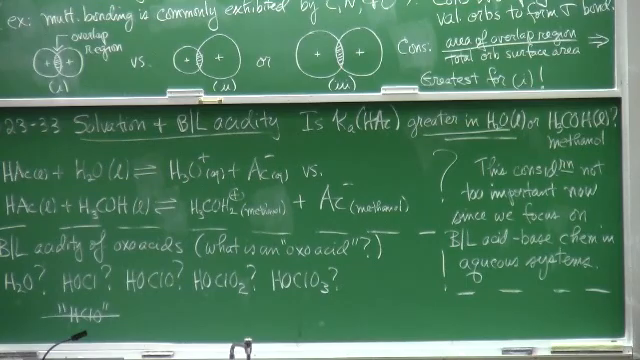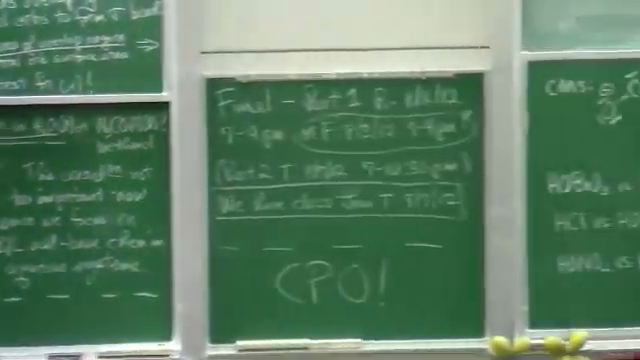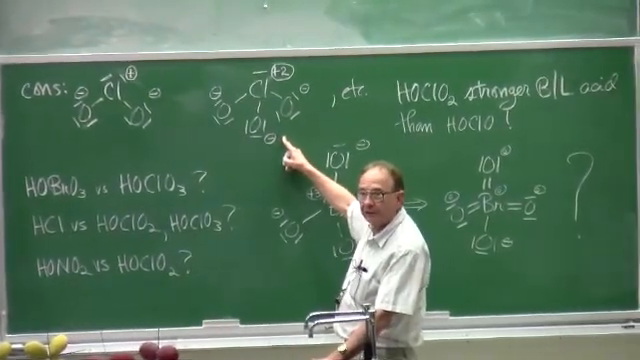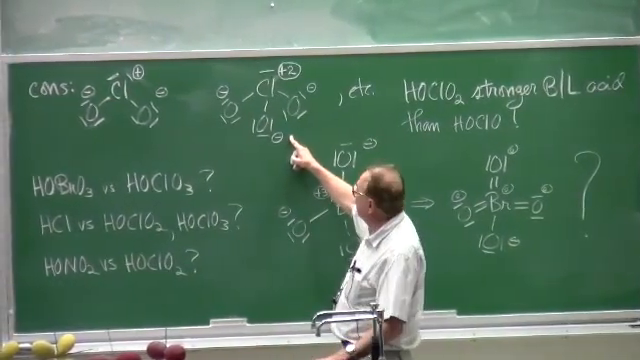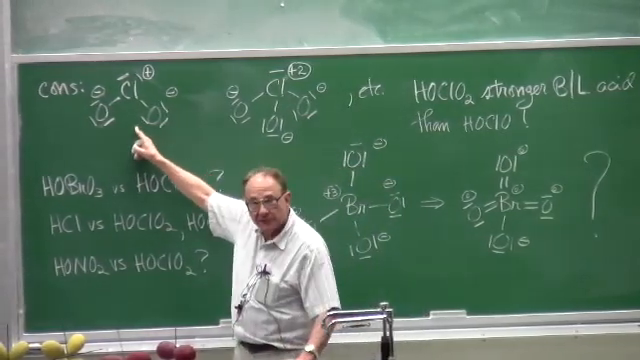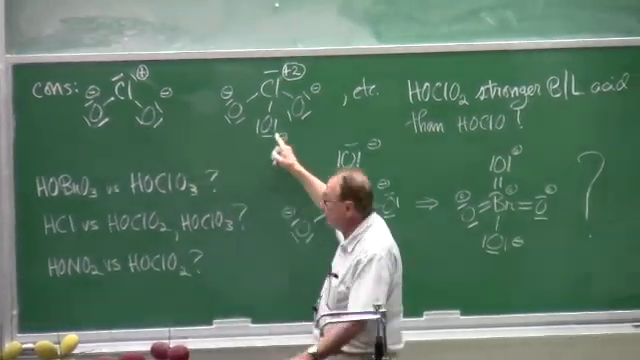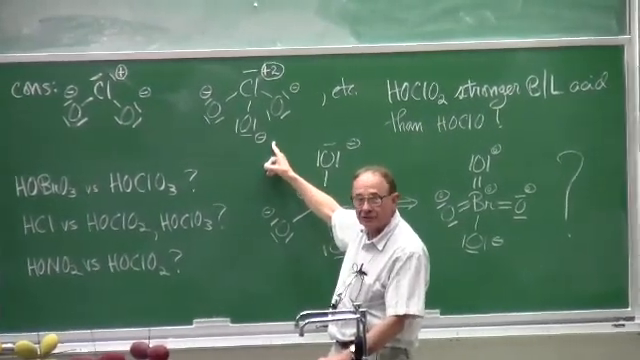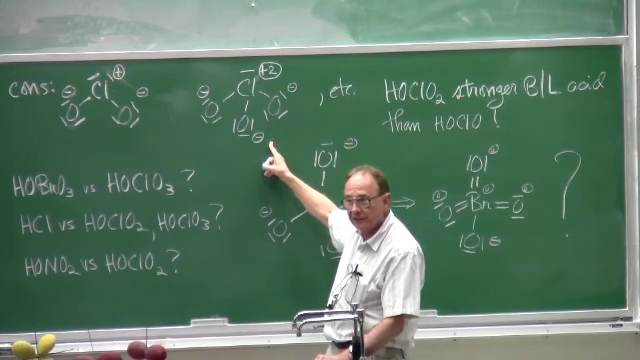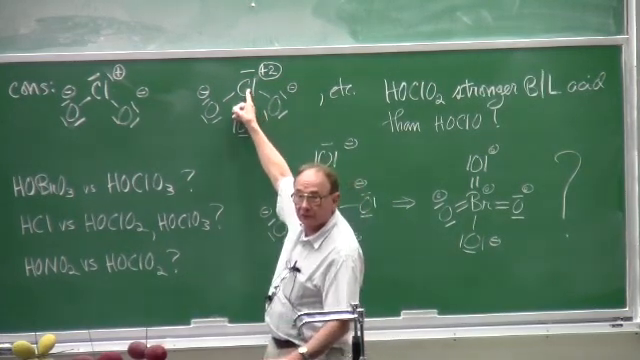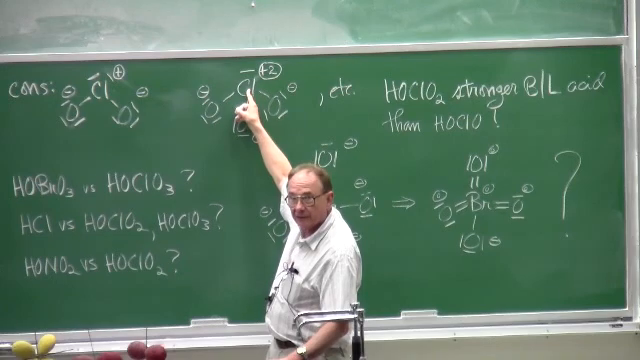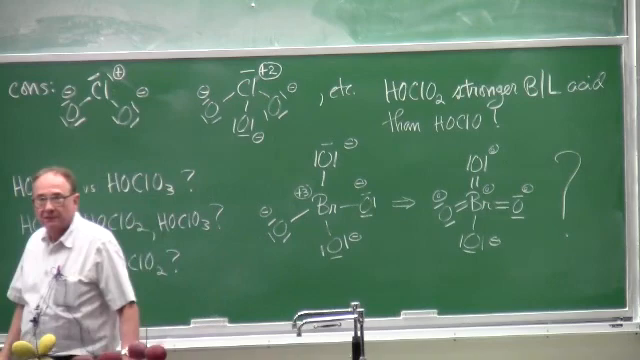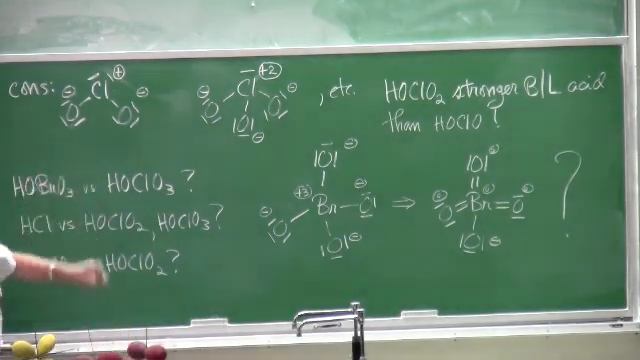It should be immediately obvious to you that this base is going to be a weaker, more stable, less reactive base than this base. Because here you have 3 oxygens to stabilize negative charge density, as well as the central chlorine atom, which is of appreciable electronegativity, relative to 2 peripheral oxygens and the central chlorine atom.